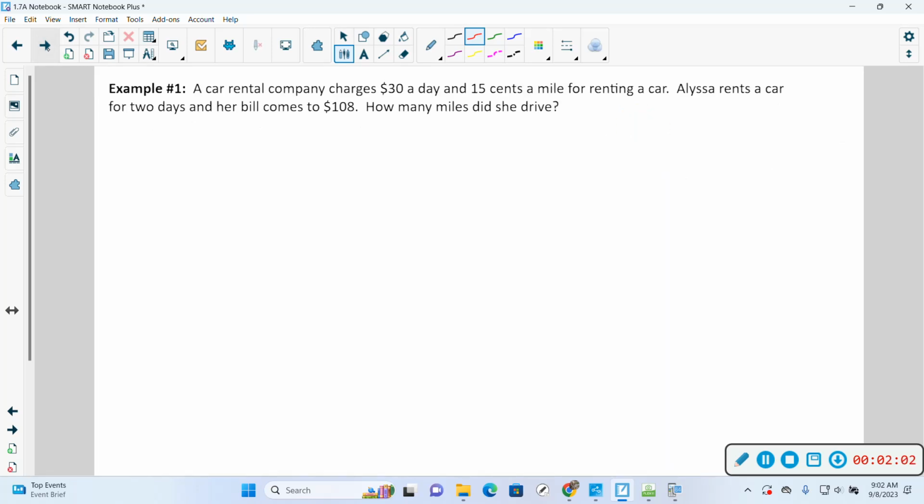All right, here we go. A car rental company charges $30 a day and 15 cents a mile for renting a car. Alyssa rents a car for 2 days. Her bill is $108. How many miles did she drive?